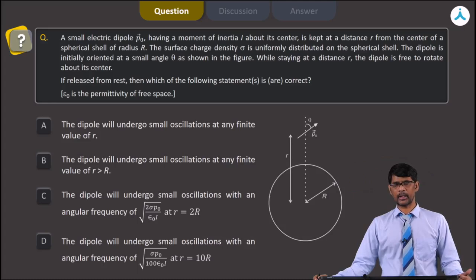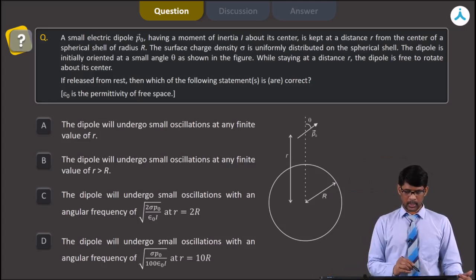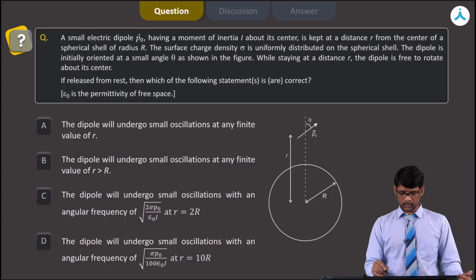While staying at a distance r, the dipole is free to rotate about its center. If released from rest, then which of the following statements are correct? Epsilon naught is the permittivity of free space. We need to find if the dipole will oscillate about this particular point or not, and if at all it does, then what will be the angular frequency?